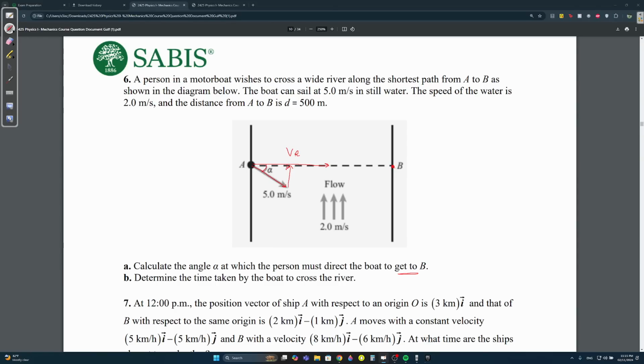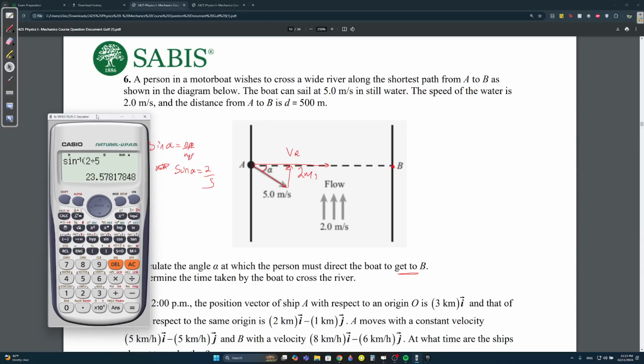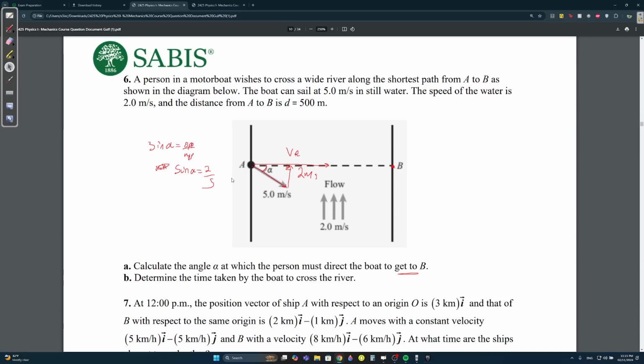We have a right triangle, obviously. We have the opposite side, which is 2, because it's the river, and we have the hypotenuse. So sine is opposite over hypotenuse. Sine alpha is going to be equal to the opposite 2 over the hypotenuse 5. So alpha will be shift sine 2 over 5. You get 23.6. Okay. For part B, they're saying determine the time taken by the boat to cross the river.